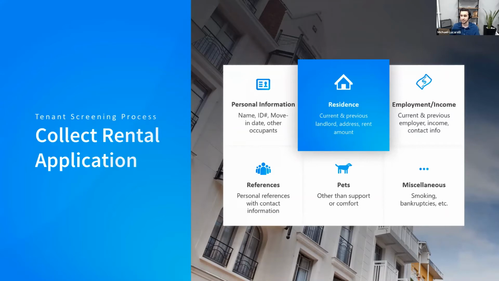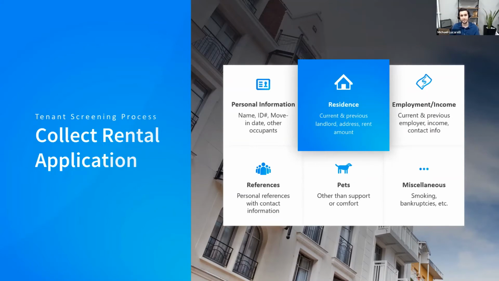Applications typically include their personal information, like their name, move-in dates, other occupants, etc. Their residence information, so current and previous landlord, addresses, rent amounts. You get their employment and income information, such as current and previous employer, income, contact information, references as well. Then you get pets and of course some miscellaneous information as well. So a couple points on the rental application.